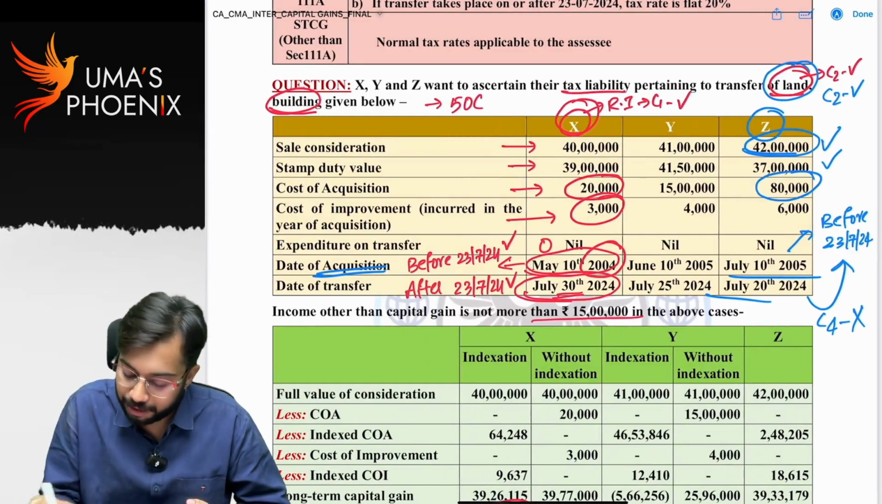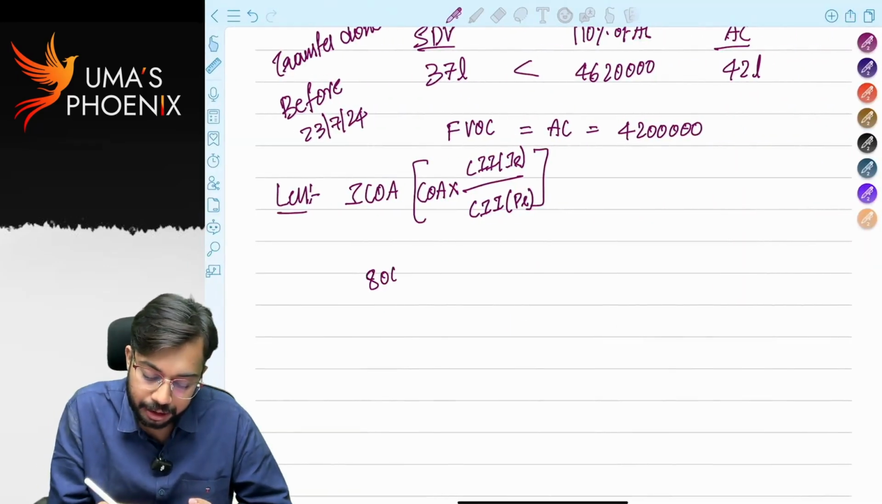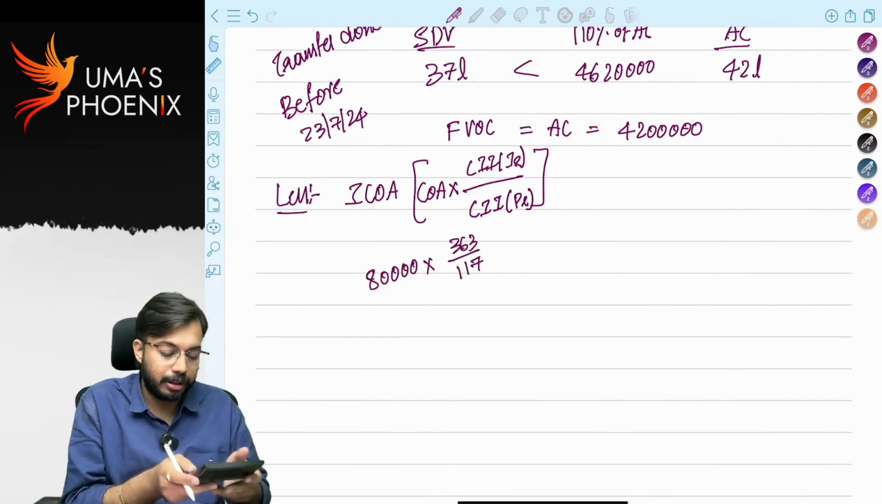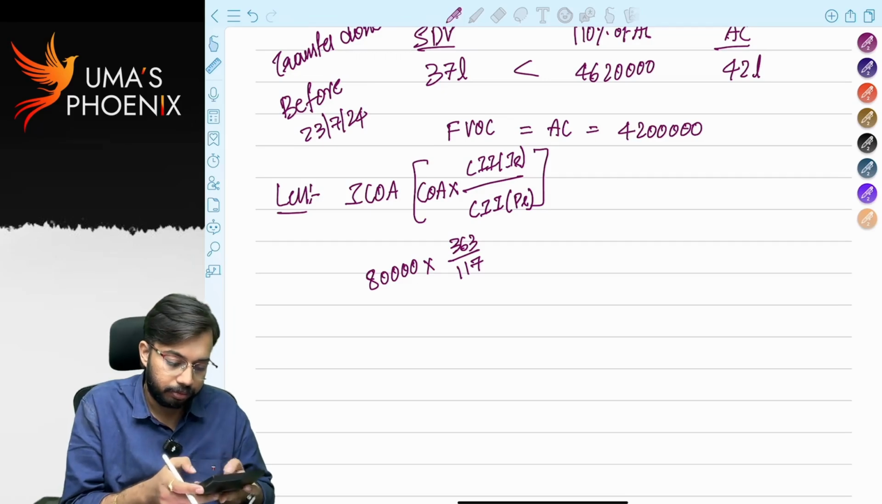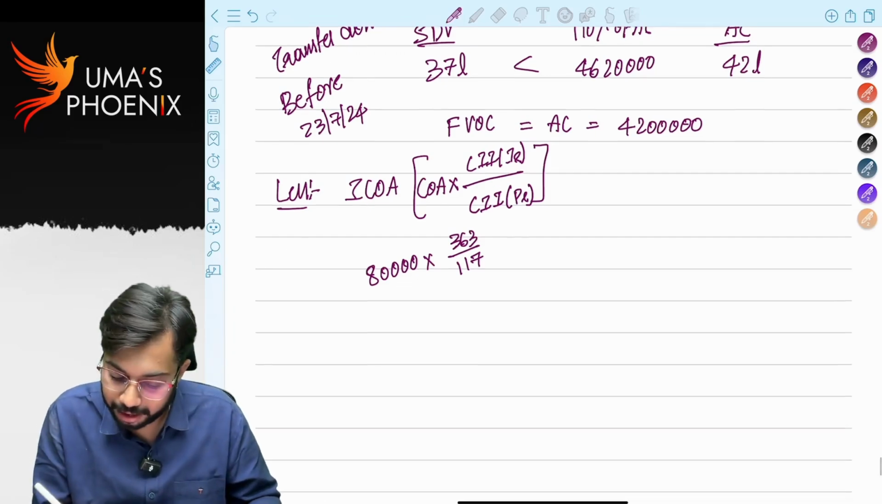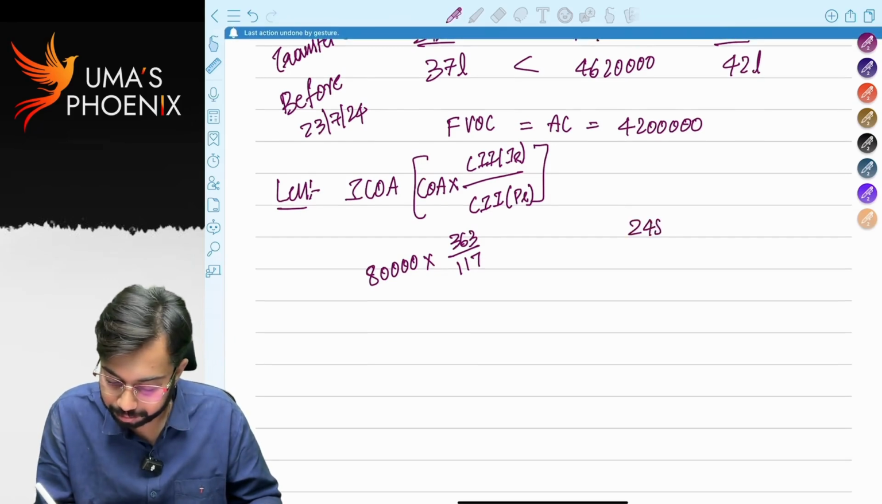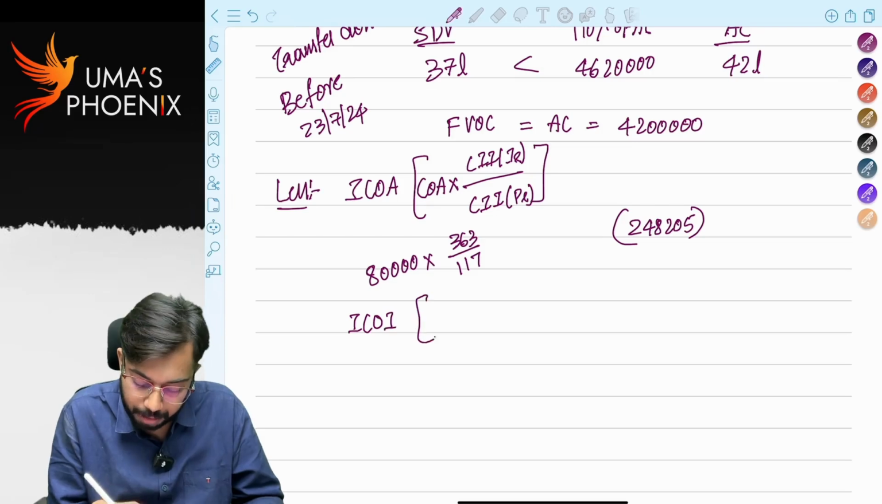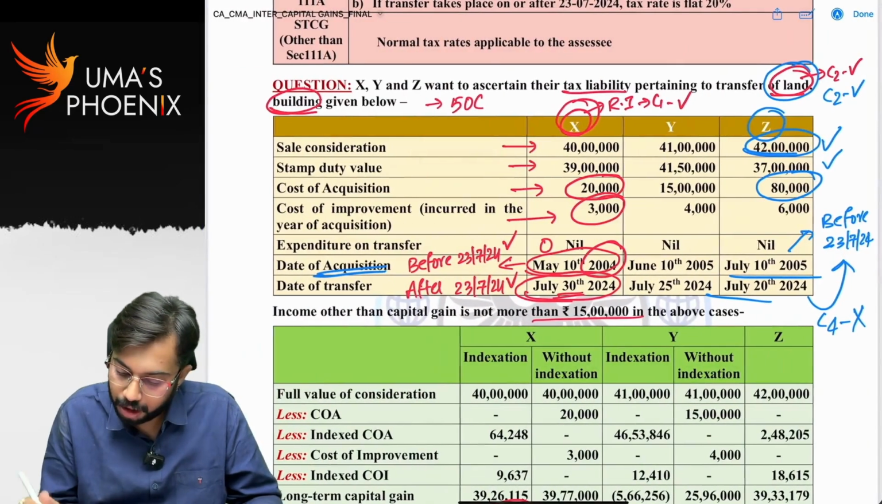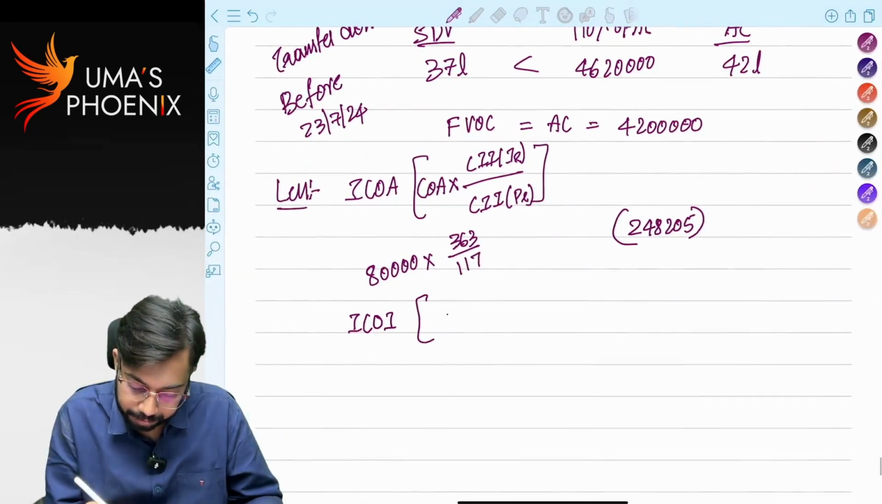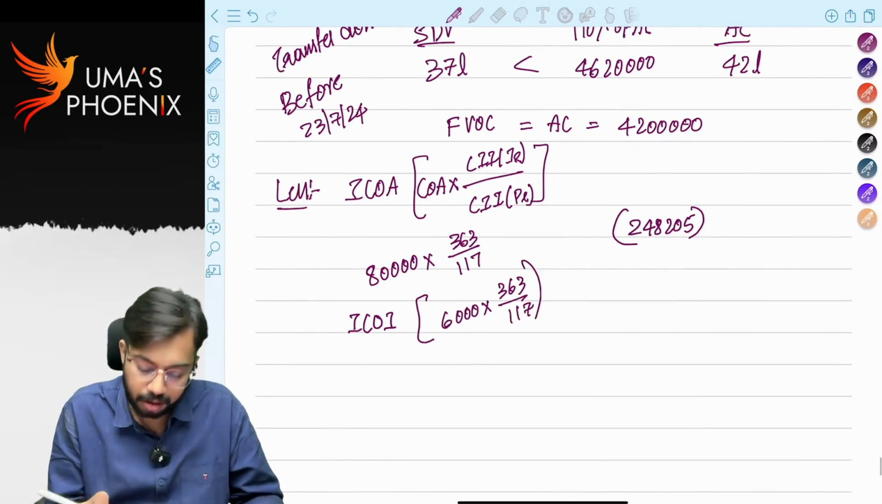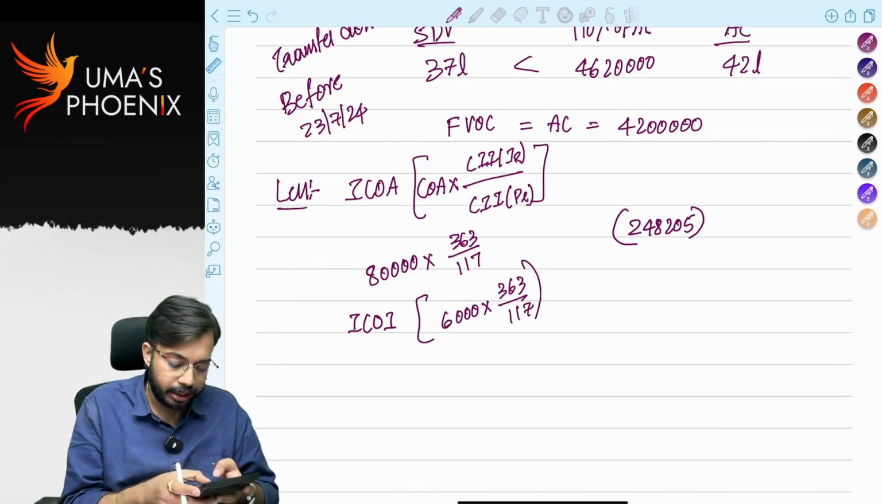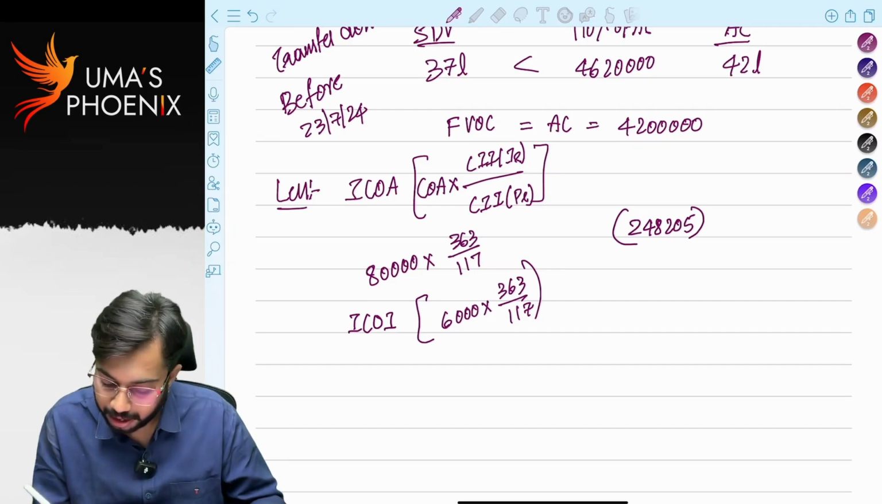How much is cost of acquisition? 80,000. 80,000 into 363 divided by 117. How much? 2,48,205. Next, indexed cost of improvement. How much is cost of improvement? Cost of improvement is 6,000. 6,000 into 363 by 117. How much? 18,615.